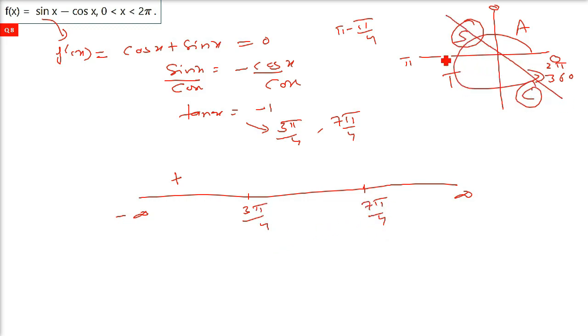See, I'm drawing the line also for your idea. So for values lower than 3 pi by 4, you will get a positive. Between 3 pi by 4 and 7 pi by 4, you are going to get negative. Above 7 pi by 4, you are going to get a positive value. All these values are very well known to you.